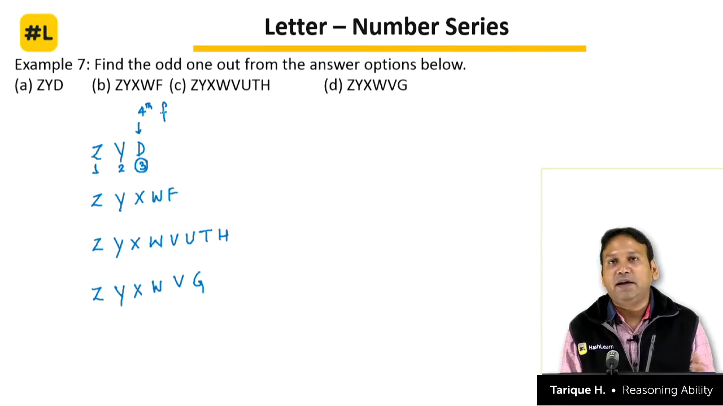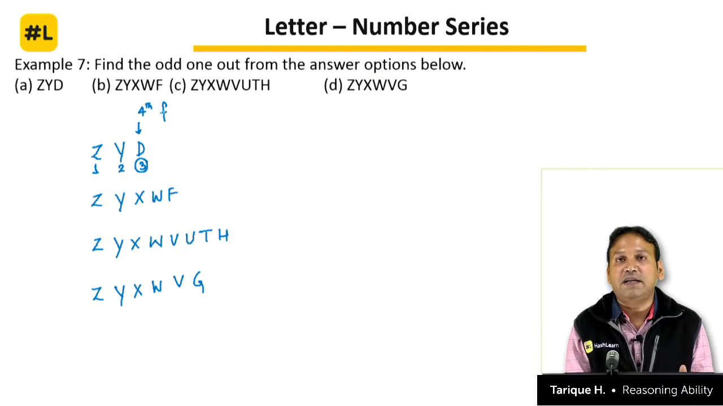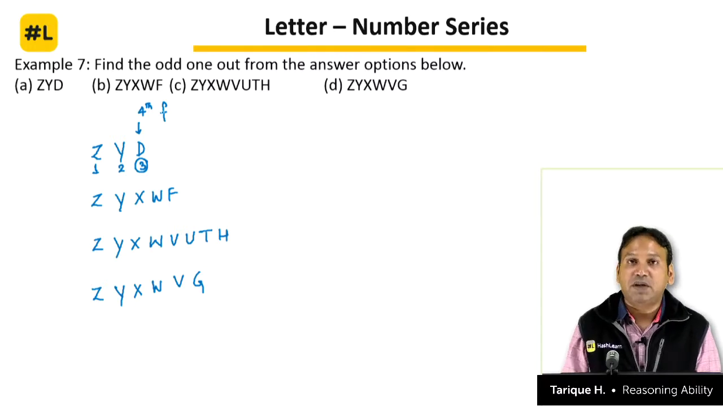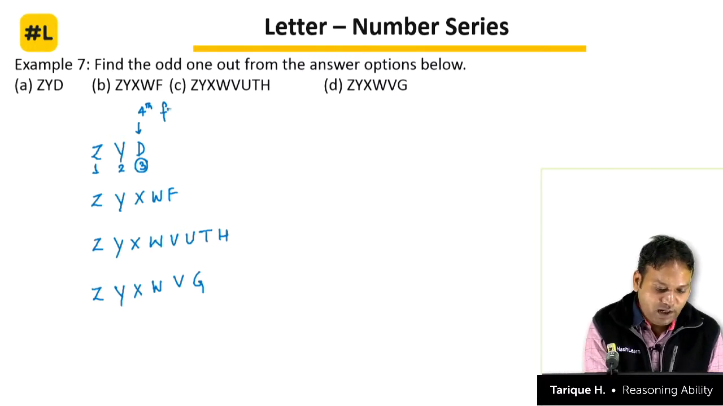See, Z is the first letter from the right end, that is A to Z, right. So, starting from Z, if we count 1, 2, then what should come? 3 should come, but what is coming? Fourth from left, that is from A.